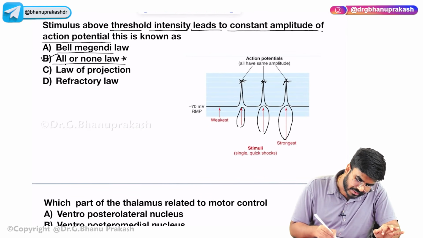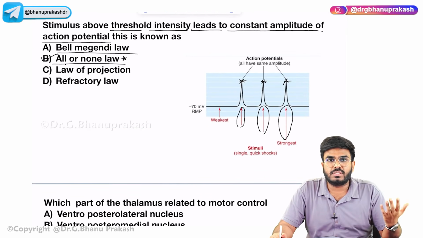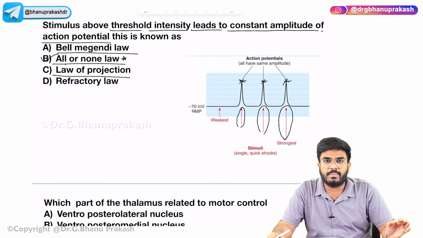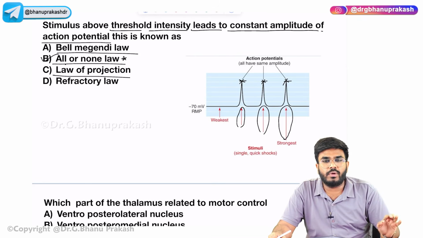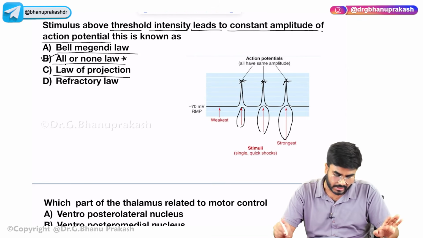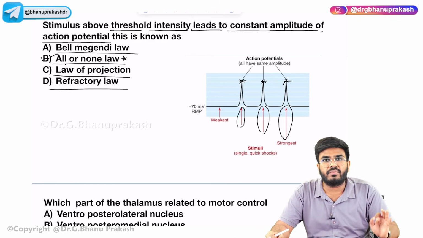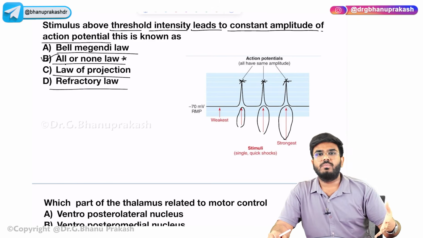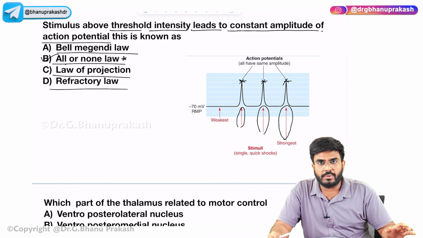Do you know what Bell-Magendie's law is? Dorsal roots are sensory, ventral roots are motor. Do you know the law of projection? Anywhere in the sensory pathway, if you stimulate, the person is going to perceive the sensation from the level of the receptors. That is the law of projection. And the refractory law: during the refractory period, whatever stimulus you give, no new action potential is produced.